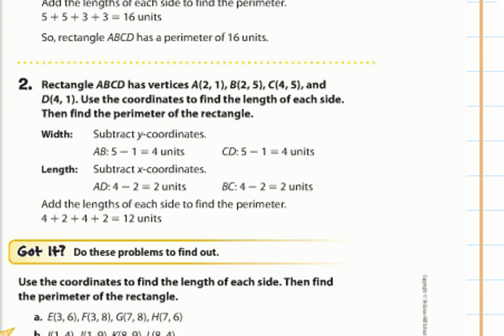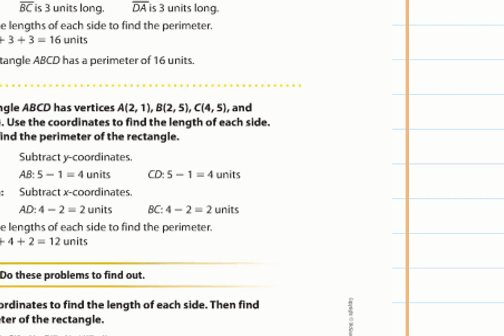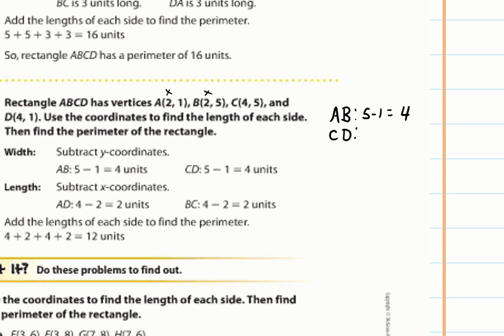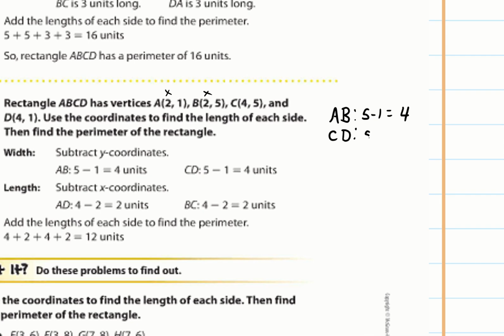Example 2, it says ABCD has vertices (2, 1), (2, 5), (4, 5), and (4, 1). Use the coordinates to find the length of each side. So for the side AB, we have (2, 1) and (2, 5). We have the same x's here, so I'm going to do 5 minus 1. So AB is going to be 4. For CD, we have (4, 5) and (4, 1). I'm going to take 5 minus 1, and that's also going to give me 4.